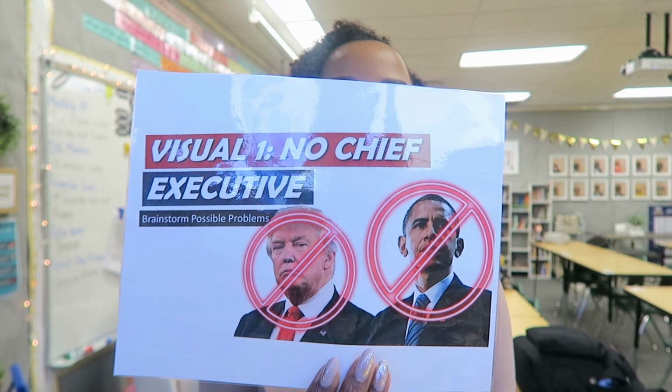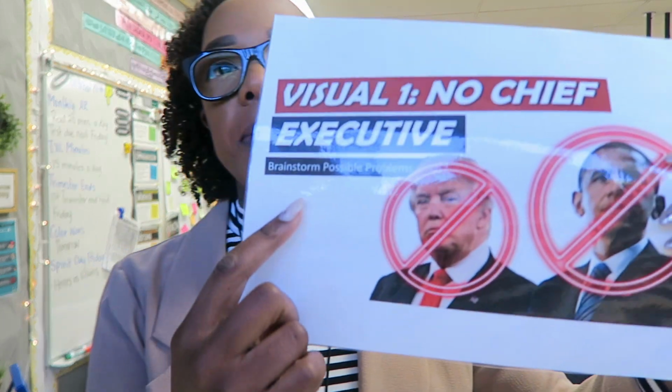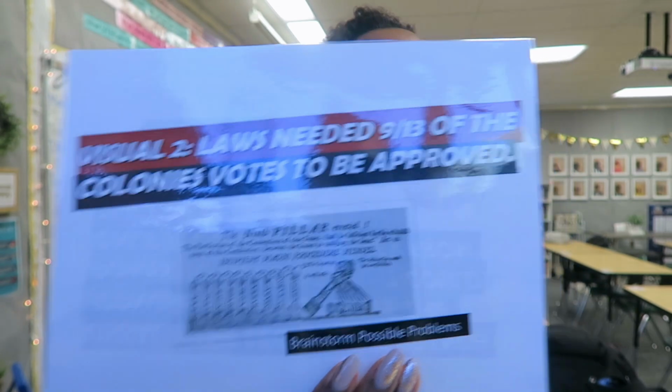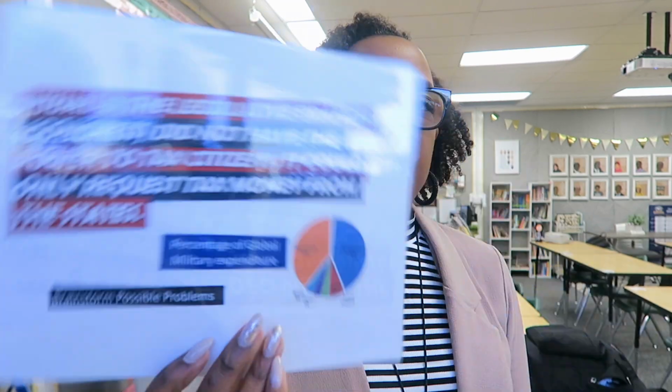So this one is visual number 1, and it just explains that there is no chief executive officer, and then each one tells them that they need to brainstorm potential problems with that. So there's a total of 9. Visual number 2 is laws need 9 out of the 13 colonies to get approved. Visual 3, the legislative branch or Congress did not have the power to tax citizens. It could only request tax money from the states, and then brainstorm possible problems.